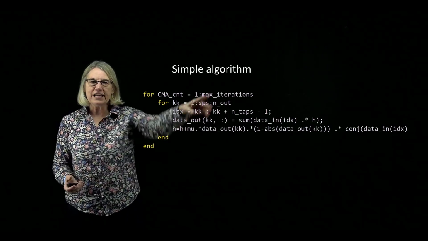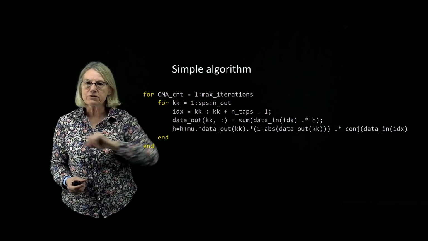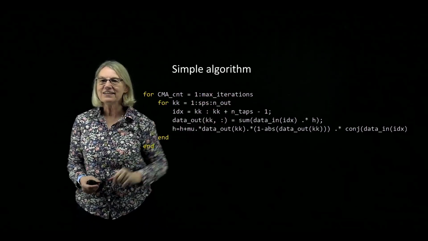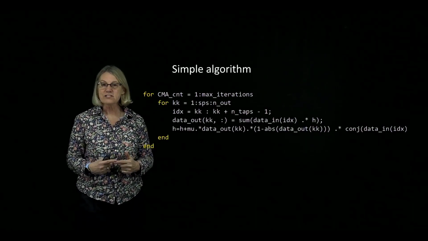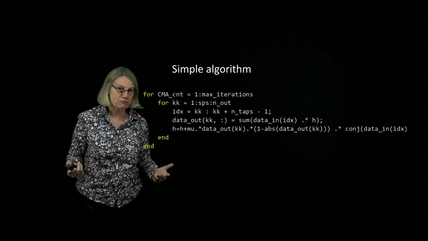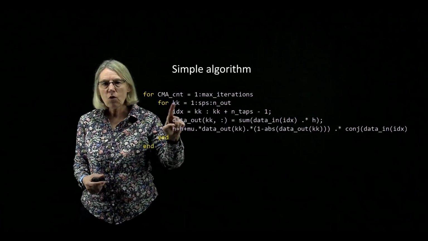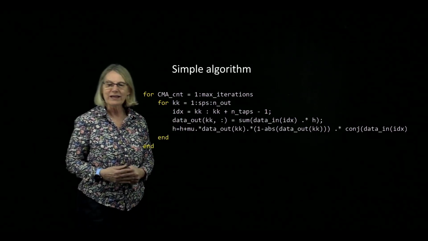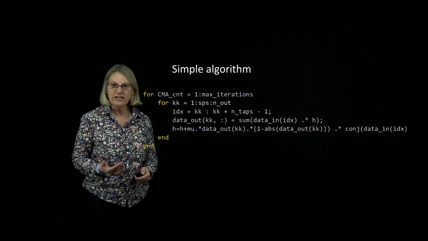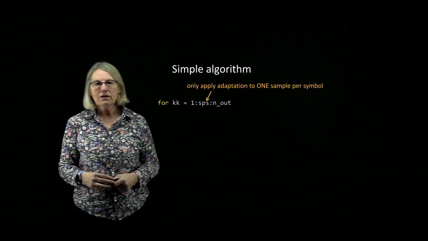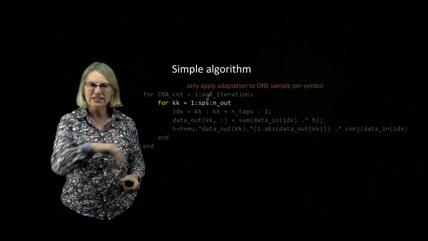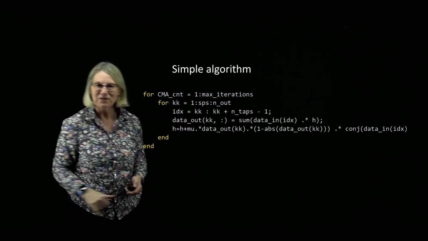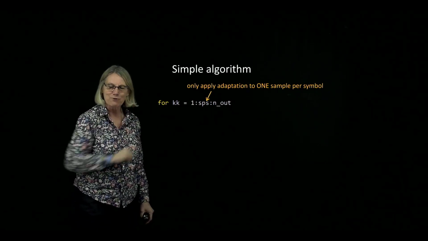So we're going to look here at a couple of for loops, and the first for loop is looking at the number of iterations. Remember I said you can iterate the process in order to improve performance. But at the core, at the inside, is where we're doing it for a single iteration. So I'm going to take you through these steps here, starting with the beginning of this for loop.